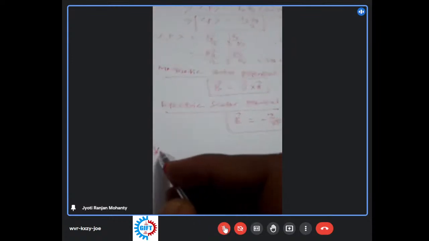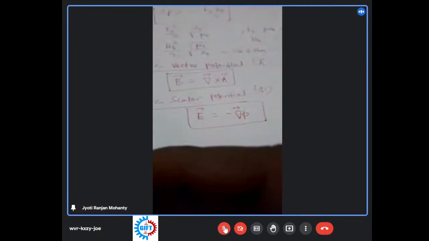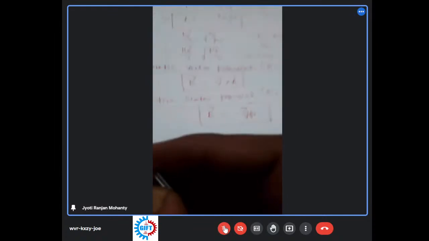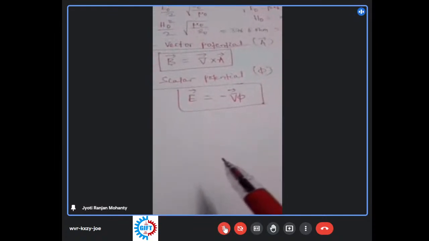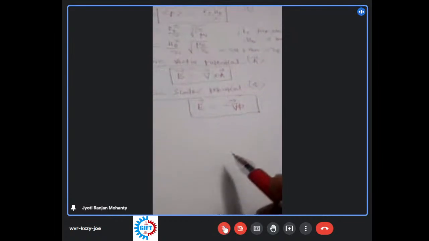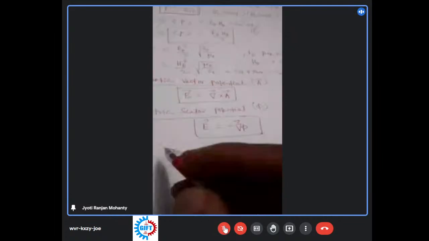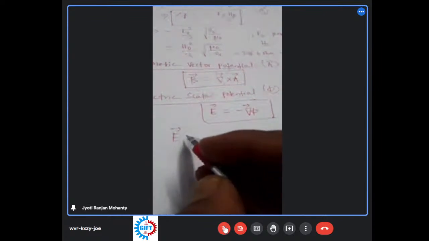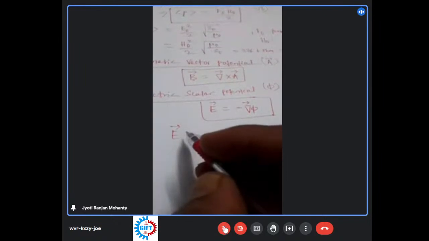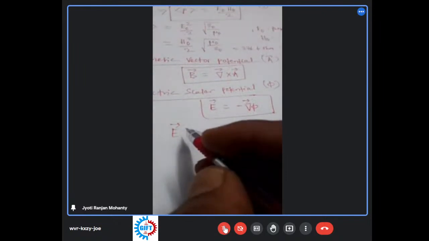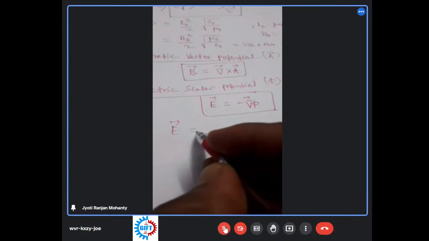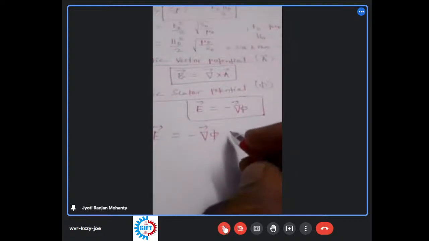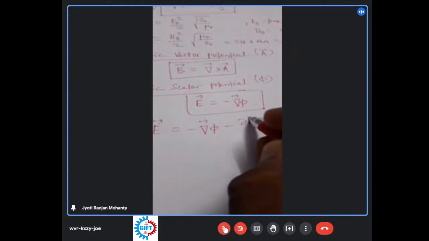Here one question asks, write the electric field in terms of scalar potential and vector potential. So your answer is E is equal to minus del phi minus del A by del t.